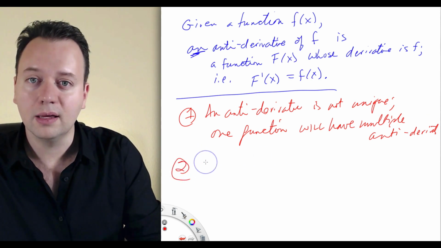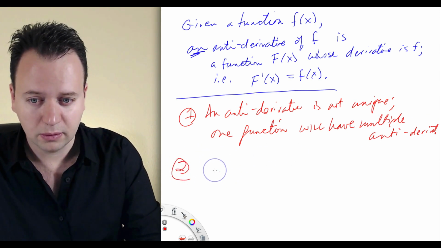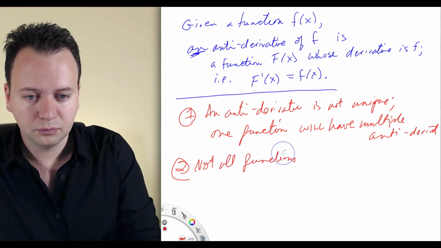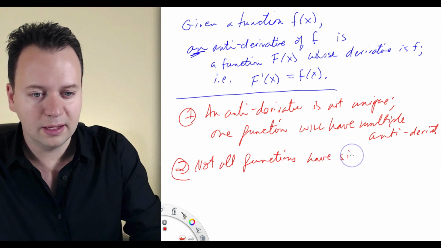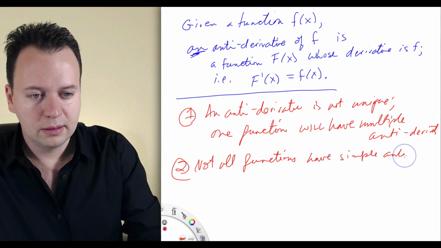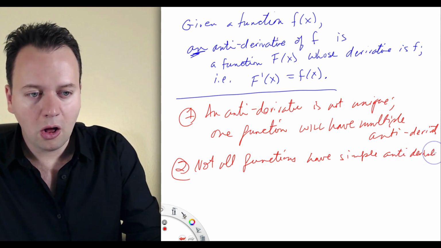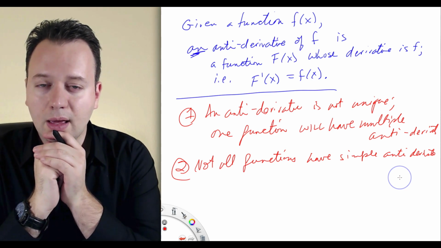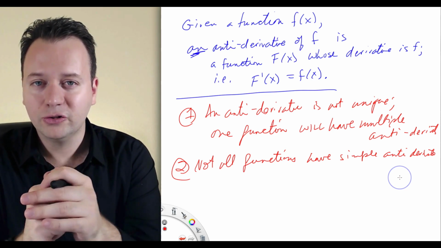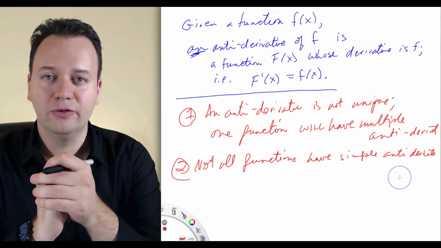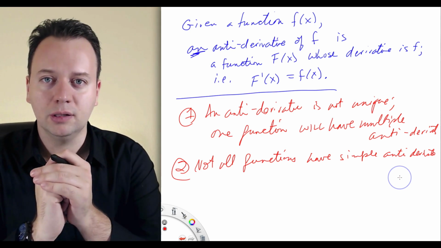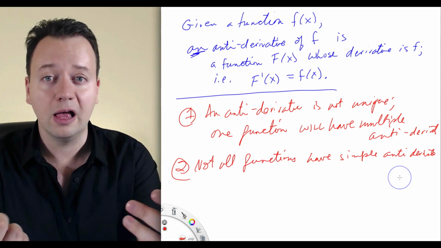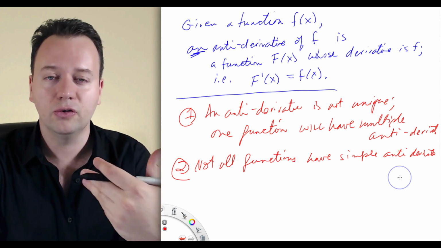And the second point is that not all functions have antiderivatives. So let's write this out. Not all functions have simple antiderivatives. It's not always possible, as was the case with derivatives, that we could write out the answer in terms of elementary functions in a finite number of terms. Given any of our basic functions, we were always able to find the derivative and express it in terms of other elementary functions. Derivative of sine is cosine, and so forth.